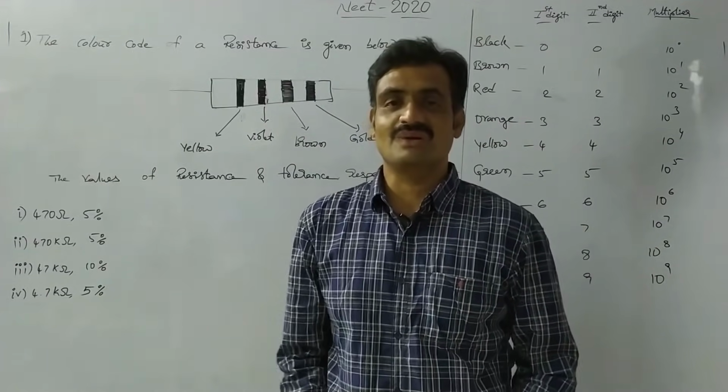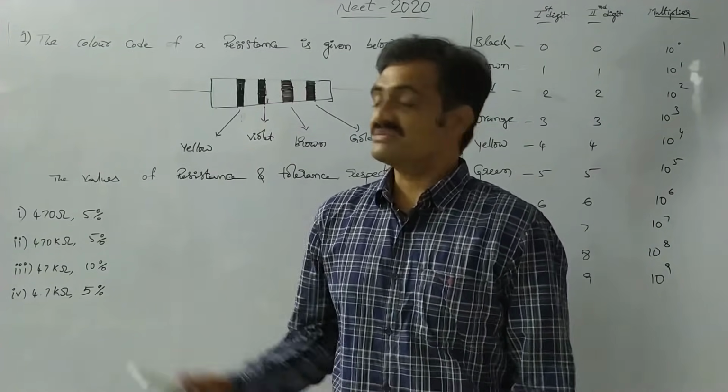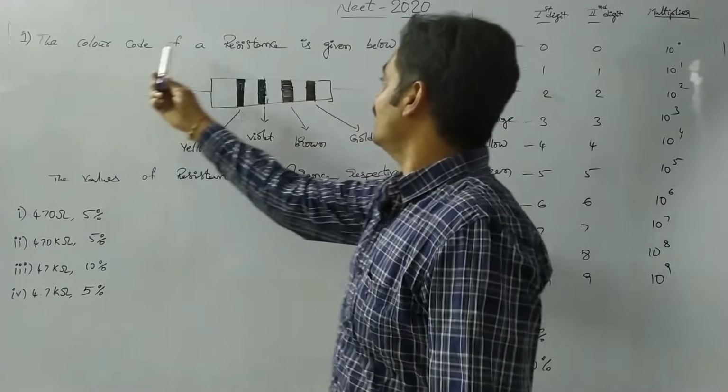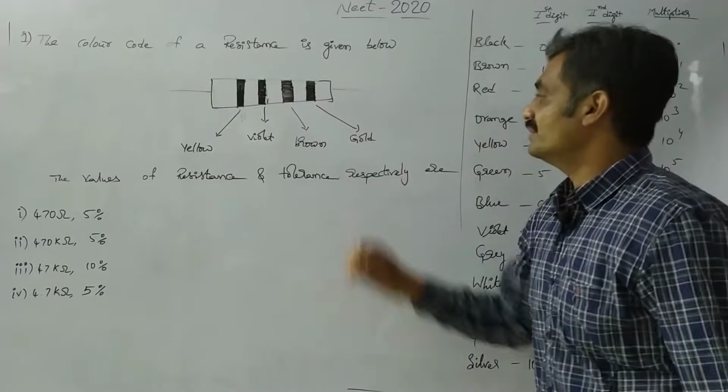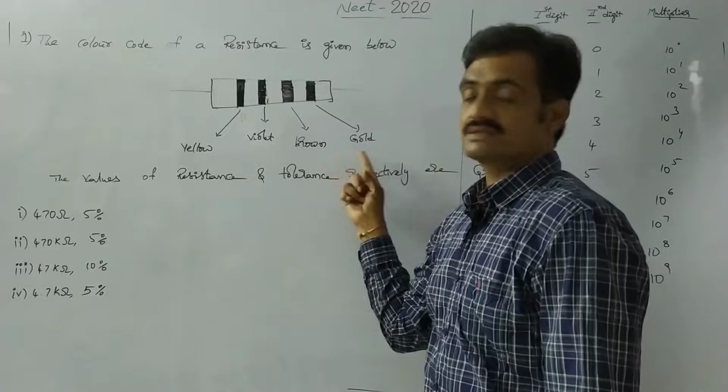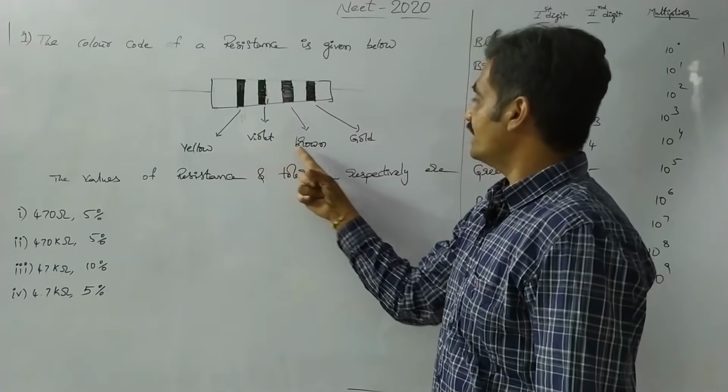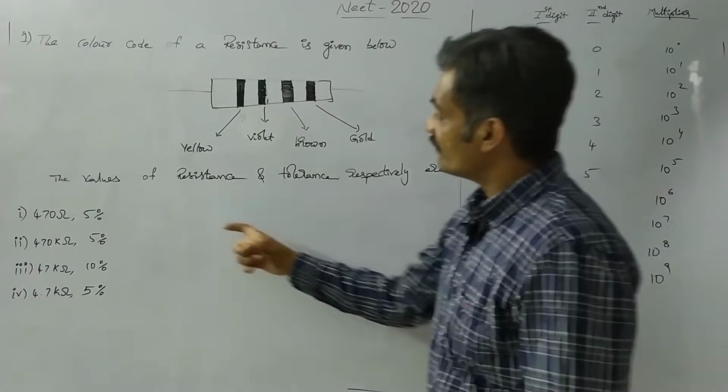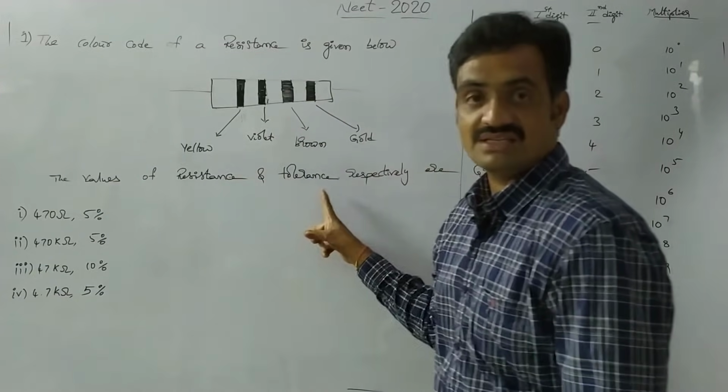Today we are going to solve the NEET 2020 question paper. Observe the first question. The color code of a resistance is given below. Observe that here four colors are given: yellow, violet, brown and gold. Now we have to find the value of the resistance as well as the tolerance.